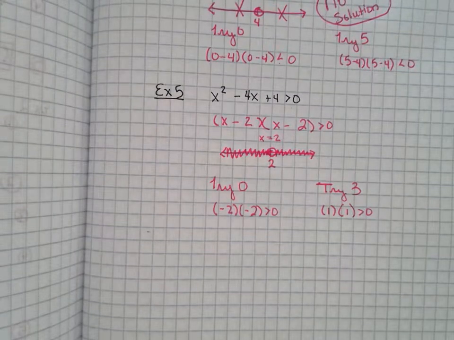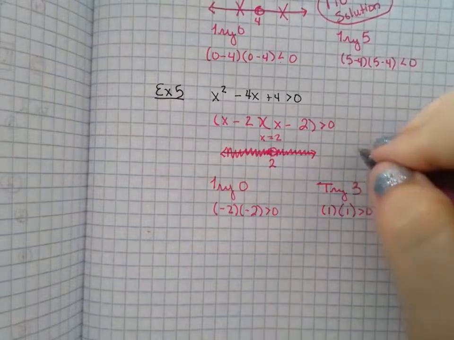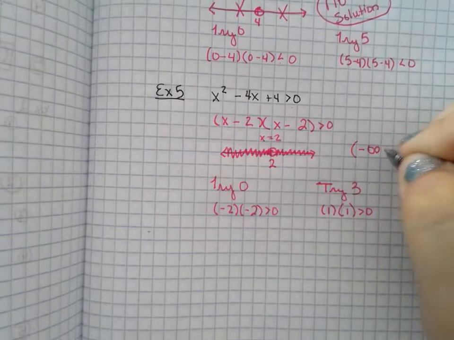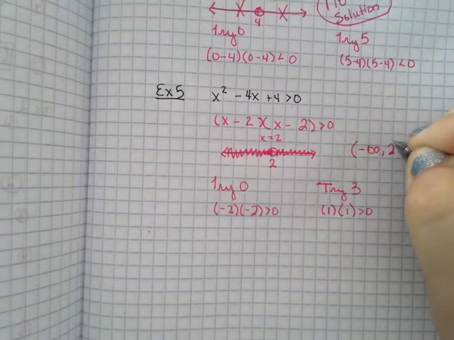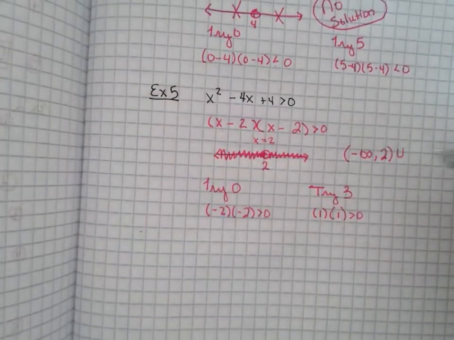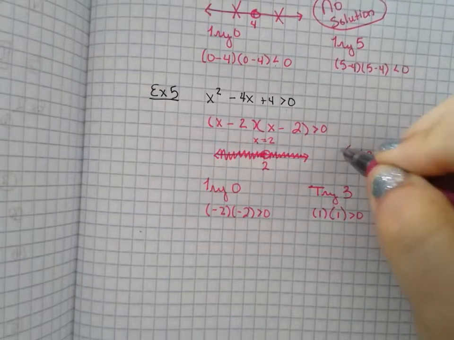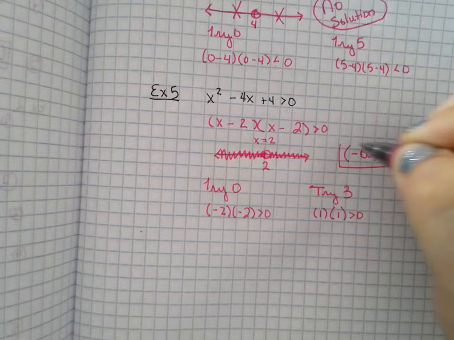So what you need to do is you need to say, okay, because remember we're answering in interval notation, negative infinity until 2, with a parenthesis because it's not included, union 2 to positive infinity. That's how you say everything but 2 in interval notation.